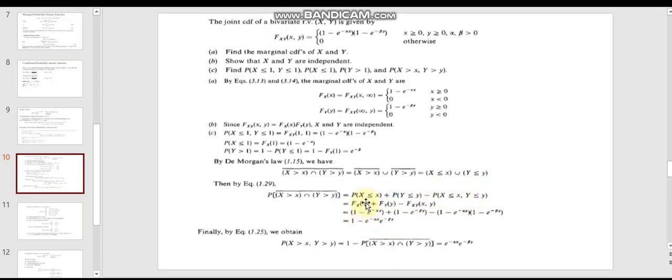So by solving this, I will get 1 minus e raised to power minus alpha into 1 minus e raised to power minus beta. So when I incorporate in this formula, the probability of x greater than 1 and y greater than 1 is equal to 1 minus the probability of x greater than 1 with intersection y greater than 1, whole complement. So this would be equal to e raised to power minus alpha into e raised to power minus beta.